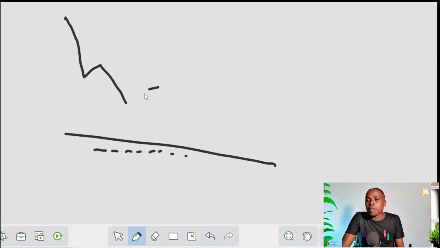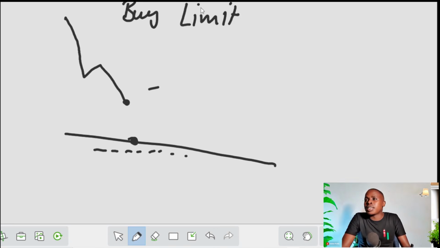But let's say the price is right here, but you are expecting the price to bounce when it hits here. So you are expecting it to go to the downside to this point, and then it goes to the upside, right? So this is going to be your buy limit, right? So the price is here, but you want to buy when the price gets to here. So what you do is you just go into the market, and then you take this price.